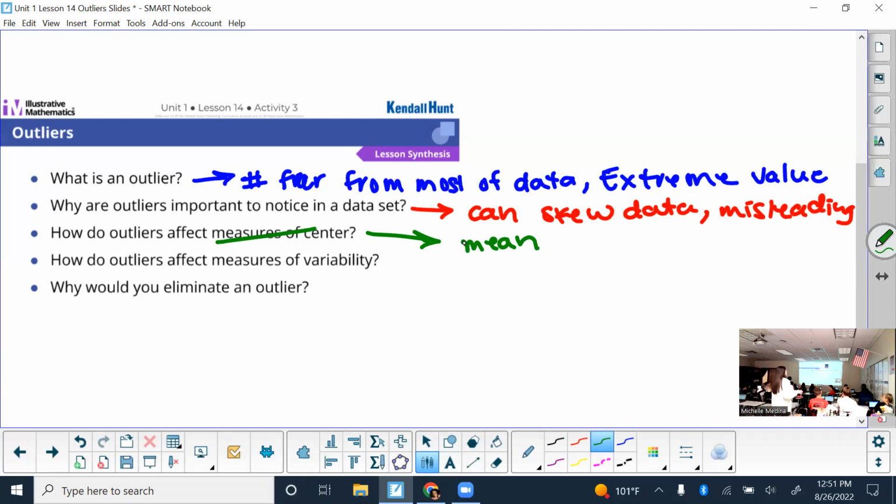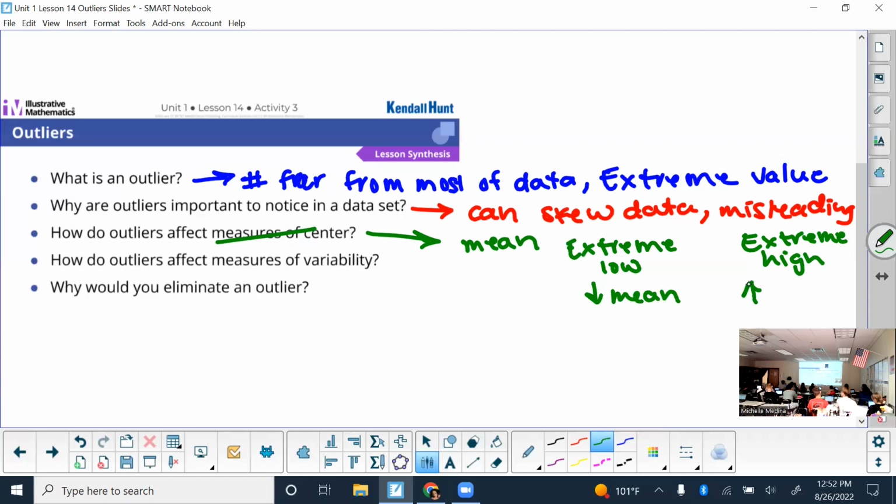It kind of just depends on whether the outlier is a lot bigger than the data or a lot smaller than the data. So if the outlier is an extreme low, would you expect it to increase or decrease the mean? To decrease the mean because you're adding a really small value to the top. If it's an extremely high value, would you expect the mean to increase or decrease? Increase. Now you're putting a big number on the top.